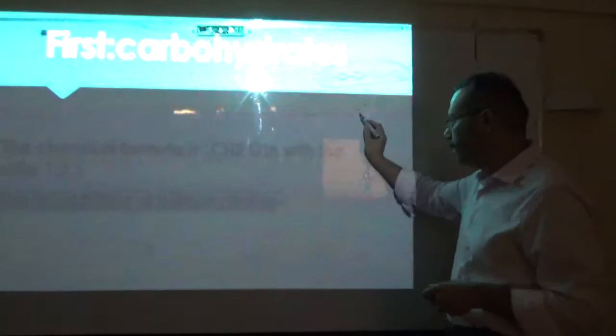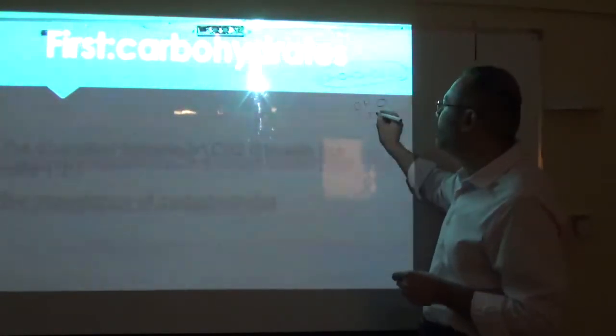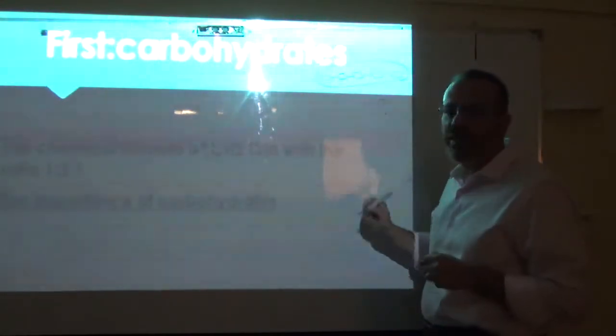If the carbon is 1, the hydrogen will be 2, and oxygen will be 1. For example, if we see the structure of glucose, it's the simplest type of sugar, the simplest type of carbohydrates. Glucose has 6 carbon atoms.